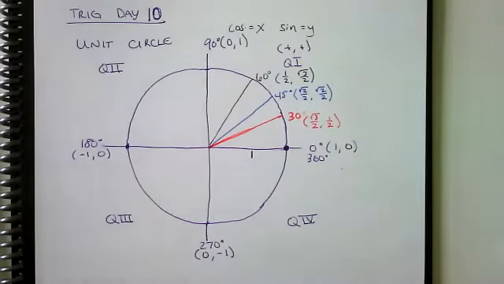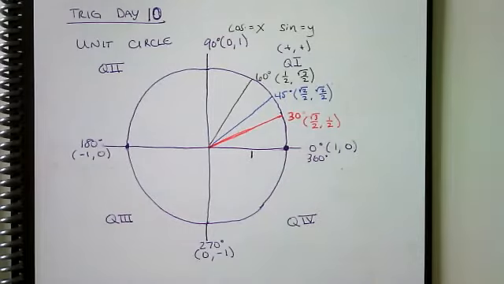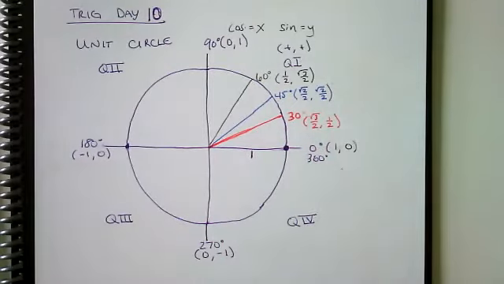Hey guys, so this is Trig Day 10. This is going to be combining basically everything that we've done so far this week in order to find our sine and cosine of different angles in the unit circle in our quadrants 2, 3, and 4. Okay, so in quadrant 1, these we just kind of have to know.